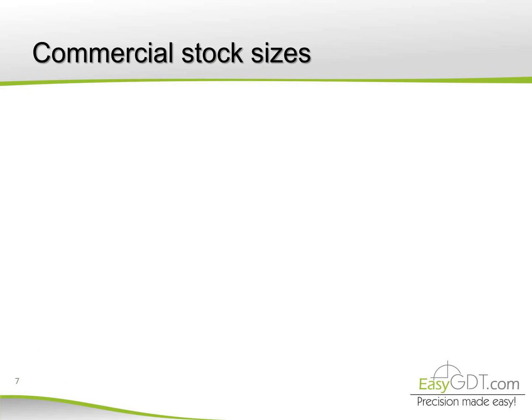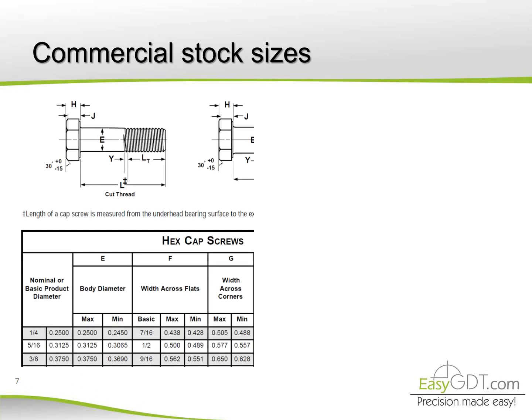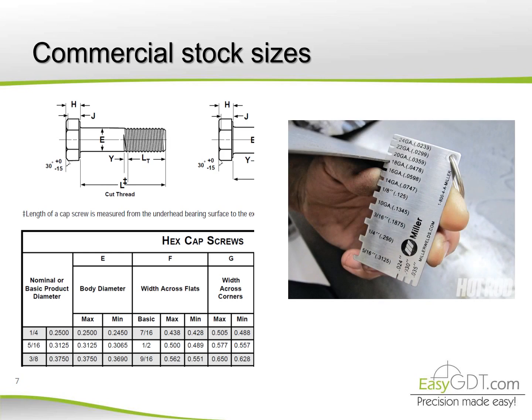The exception to this rule is in commercial stock sizes. For example, if a half-inch screw is specified, tolerance is not specified on the drawing, as it is already specified in the thread sizes and standard. Or for example, when indicating a 16 gauge steel sheet, which follows a different standard.